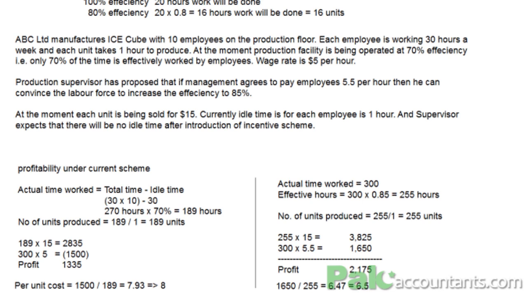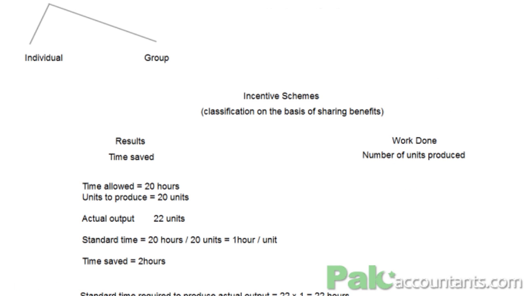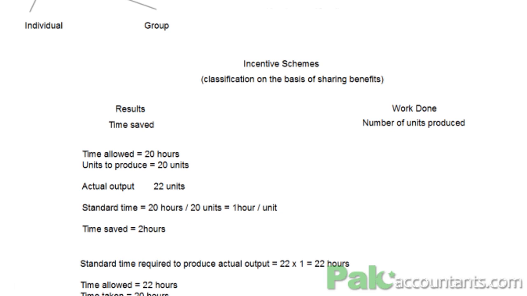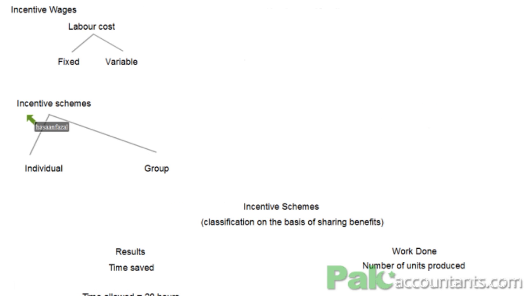That's not the only incentive scheme or incentive system that we have. We have others, just like we understood before, that we can have the incentive schemes on the result basis and also on the work done basis, and also we have the classification for individual and group bonus system or group incentive scheme. So I will be going through one by one what the different schemes are, and I will be completing the result based incentive schemes first.